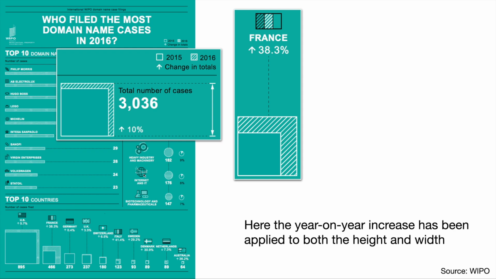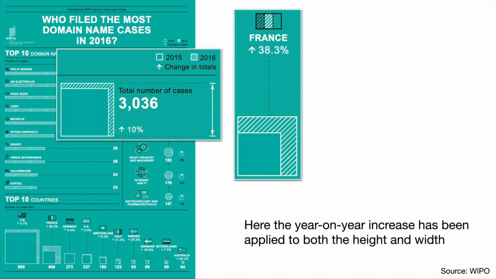So this is a real-world example from the World Intellectual Property Organization in Geneva. And in this infographic here, they wanted to talk about how the number of domain name cases for its dispute resolution procedure increased from 2015 to 2016. And so the total number of cases was up 10%, and the number of cases from France was up 38%.